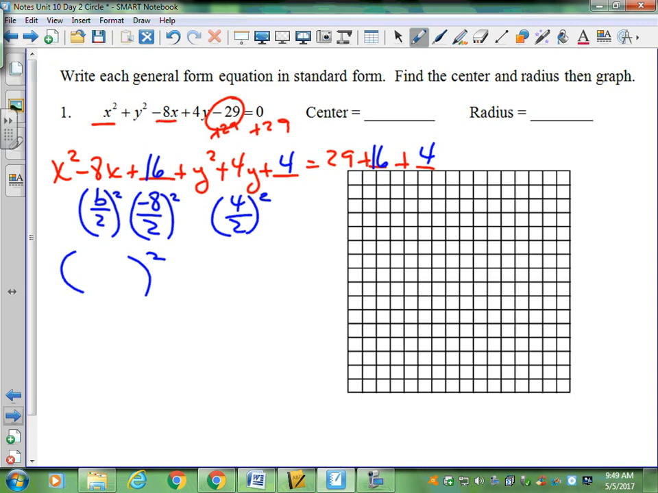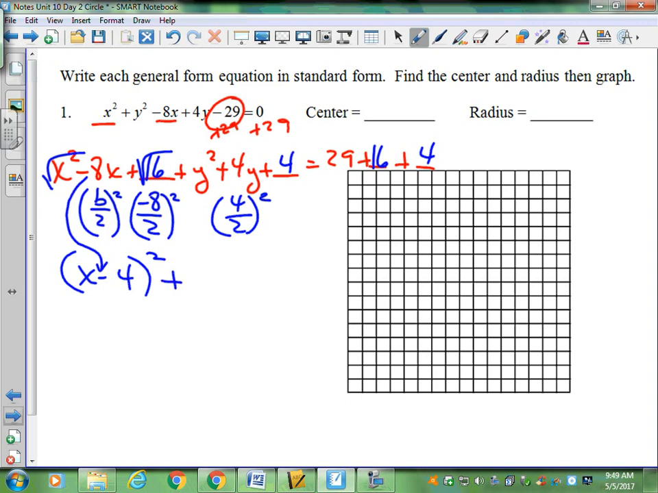How do you unsquare something? You square root it. So this will be x minus 4. Why is it going to be minus? 2 negatives make a positive, and 2 negatives add up to negative 8. And so therefore, it's always whatever's in the middle.